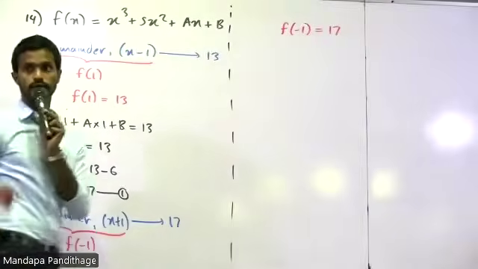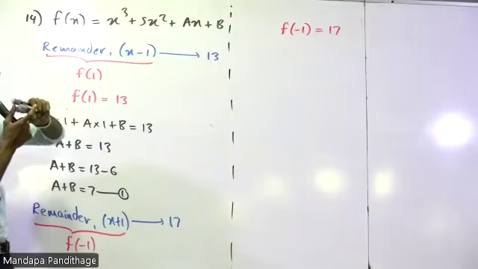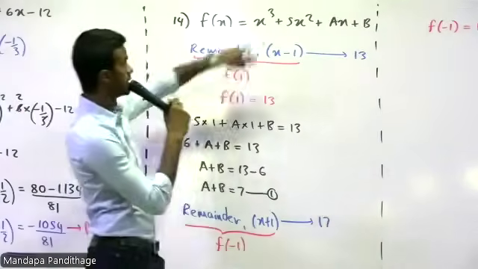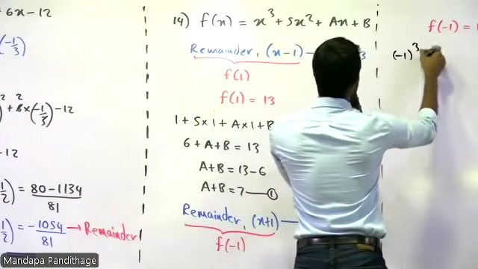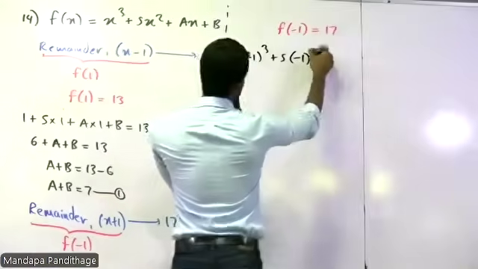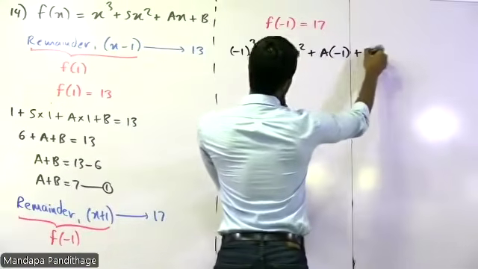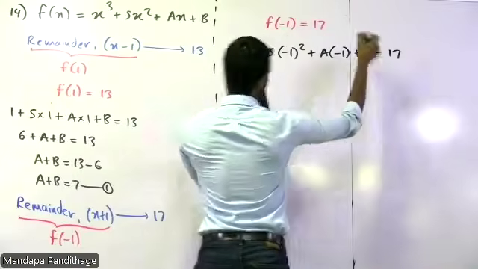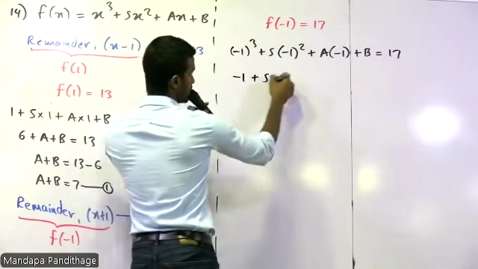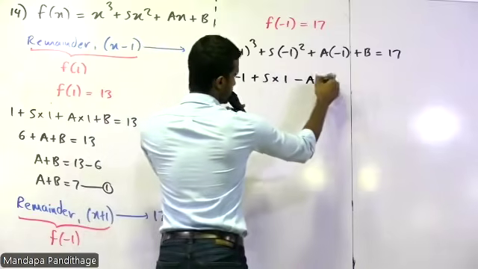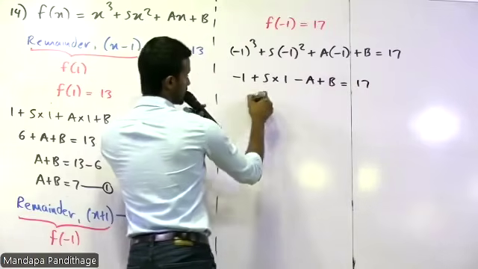Clear? I have converted this English phrase into a mathematical equation. F minus 1 is equal to 17. So what is f minus 1? Minus 1 cube, 5 times minus 1 squared, a times minus 1 plus b is equal to 17. Minus 1 cube is minus 1. 1 minus a plus b is equal to 17. Minus 1 plus 5 is 4.